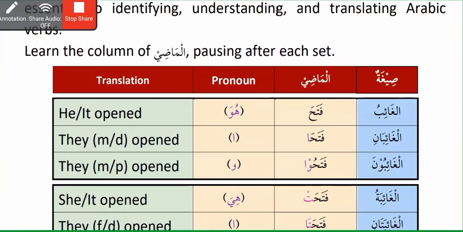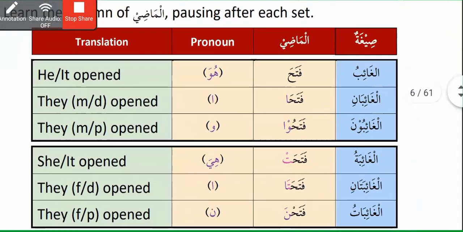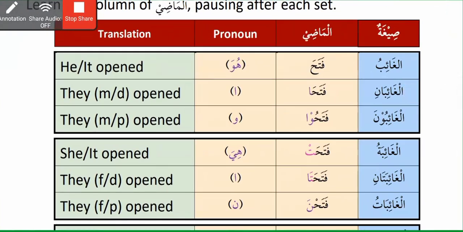Learn the columns of al-madi, pausing after each set. So I don't think we need to explain it a lot, but still to clarify some things, the siga itself is al-ghaib. The first one means wahid mudhakkar ghaib, right? So fi'l madi is fataha. The pronoun in it is hoa, which is of course hidden. We don't write hoa every time, right?